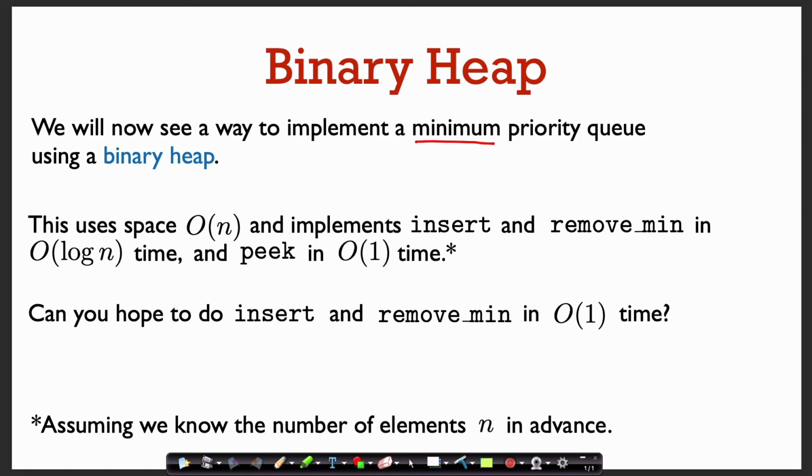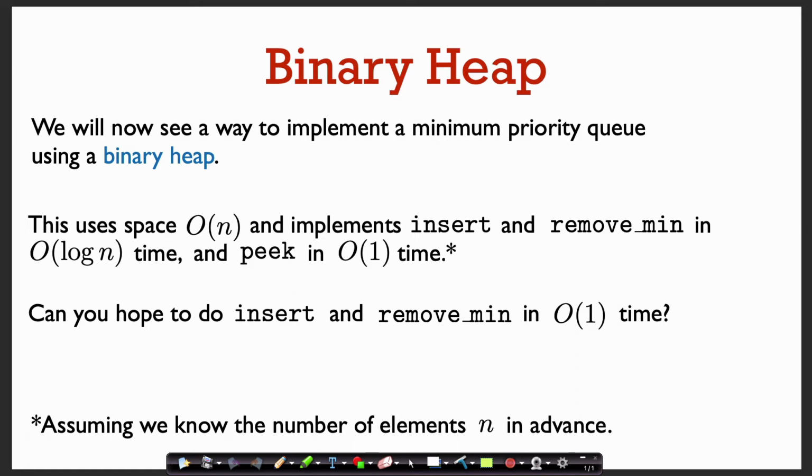So this binary heap to store n elements, supposing we know the number of elements in advance, is going to use an optimal amount of space, so just order n space. It's also going to be able to implement the insert and remove min operations in order log n time, and the peek, if we just want to return the minimum element, in constant time. And all of these things are nearly optimal.